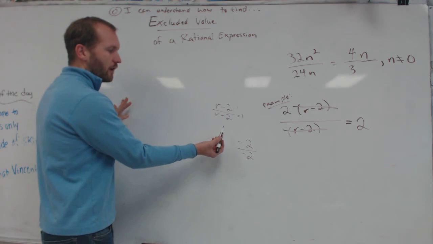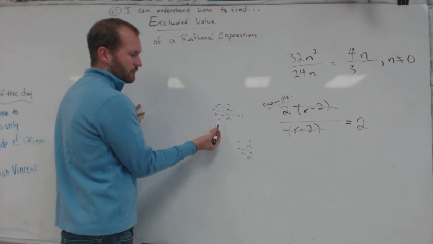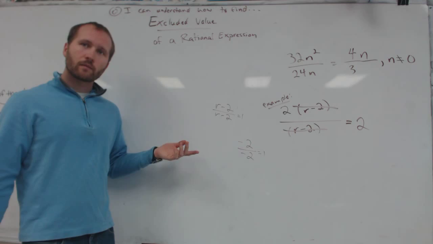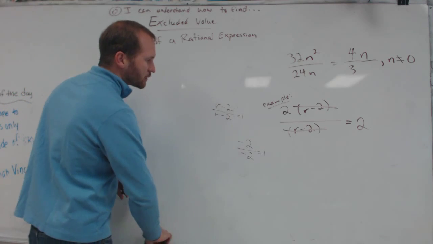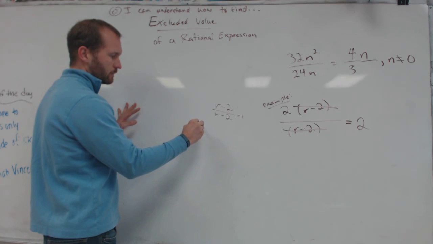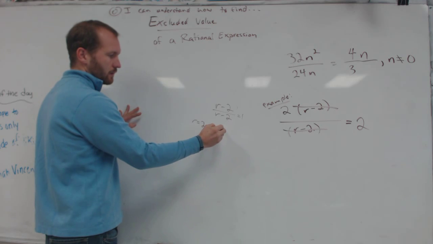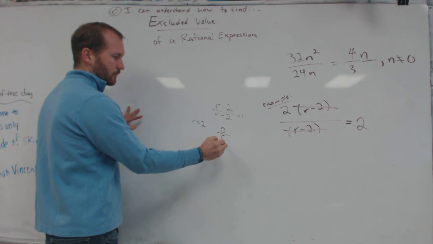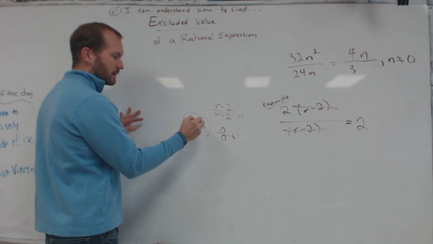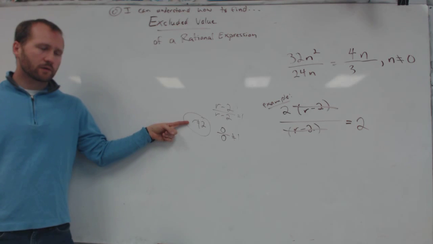Oh no, when it's 2. If r were 0, I would have 0 minus 2, which is negative 2, over 0 minus 2, which is negative 2. That's 1. Right, but what if r were 2? If r equals 2, what is r minus 2? 0. And what is r minus 2? 0. This does not equal 1. So I know that r equals 2 is my excluded value for this problem.